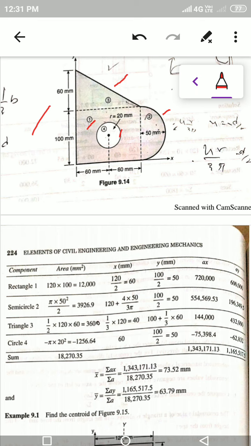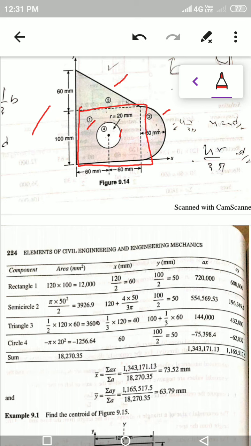So how many shapes have you divided? 4 shapes. Let us calculate the centroid of each geometrical figure one by one. Then we will calculate the centroid of the entire figure. First, consider geometrical figure 1. The first geometrical figure is this rectangle.